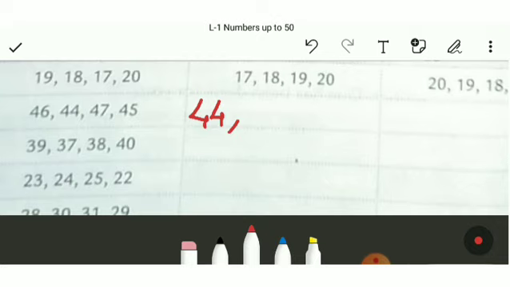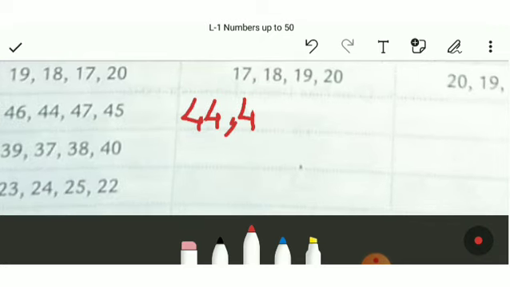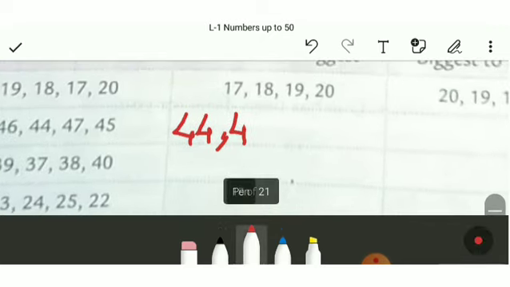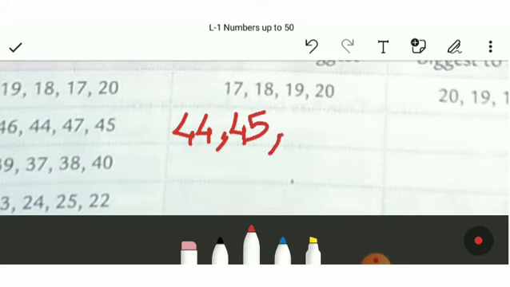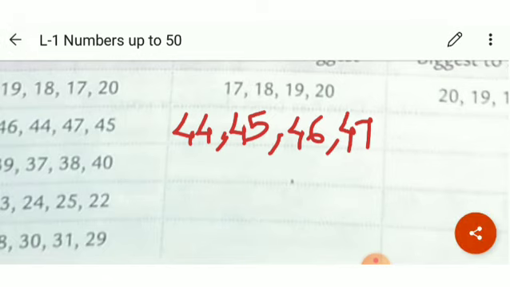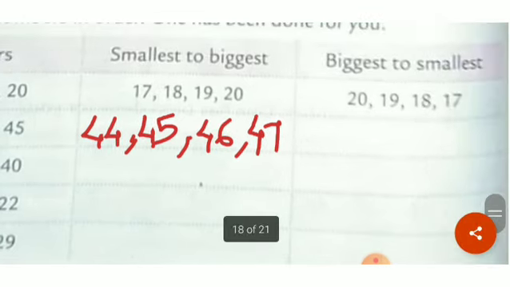Give a comma. Then after 44 you can see 5 is given on the ones place, so 45 is a little bit bigger. After 44 we have to arrange 45. Then next is 46 and the last, biggest one is 47. Okay, this way you have to write this order from smallest to biggest.